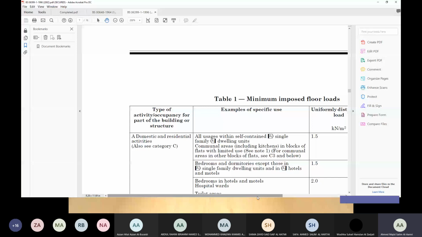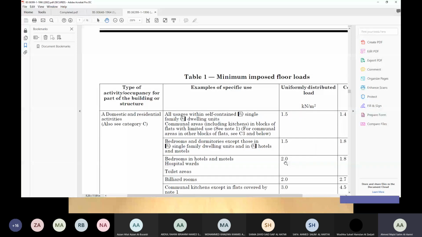For each and every type of room, they have given you the live loading. And when it comes to reality, we don't have different loading. I will not load my toilet to be 2, for example, and my live load for the room is going to be 1.5. That's not practical when it comes to reality and your work later.